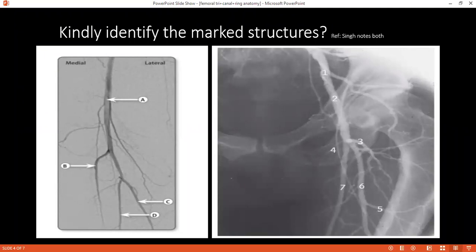Then initially it has three branches: the superficial external pudendal, superficial circumflex iliac, and superficial epigastric. Okay, then where does it divide and where does it change name? What's the continuation called? The continuation is the superficial femoral artery. Okay. And the branch is the profunda femoris.